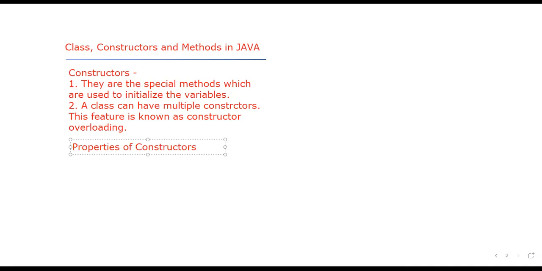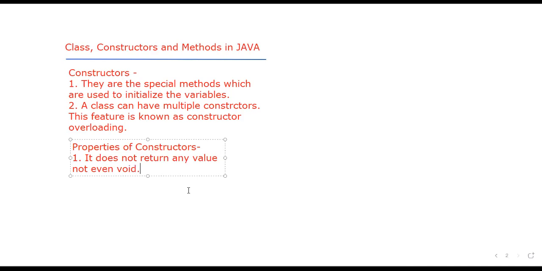Okay, now what properties does a constructor have? First of all, it does not return any value, not even void. This is a very, very important feature.